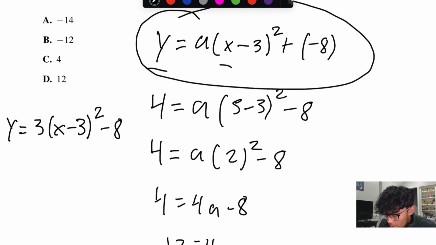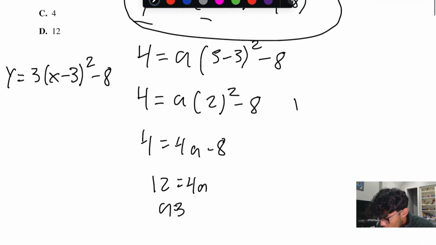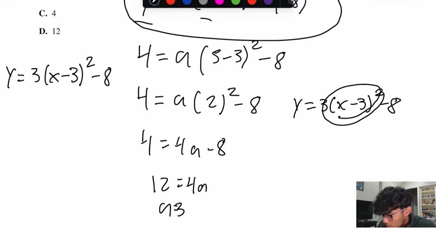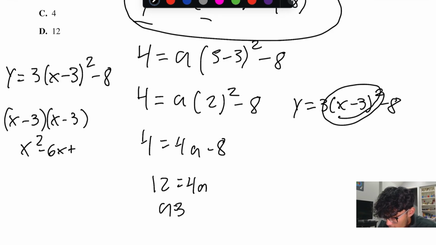So if we just FOIL out this equation right here, I'll do it off to the side where there's more space. y equals 3(x minus 3) squared minus 8. So we need to FOIL out this part of the equation. So we have x minus 3 times x minus 3. So we're going to get x squared minus 6x plus 9.